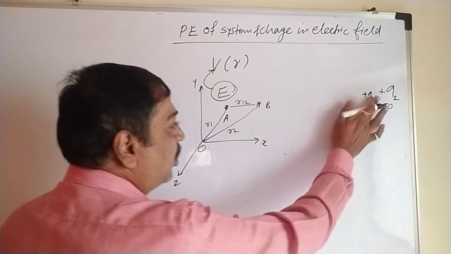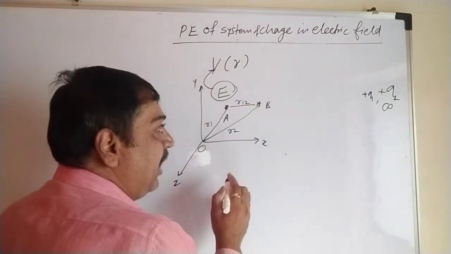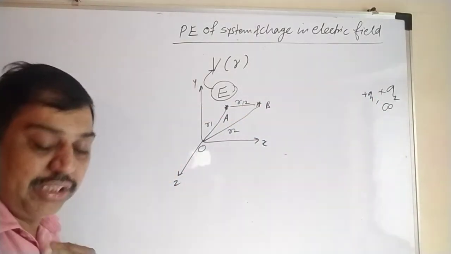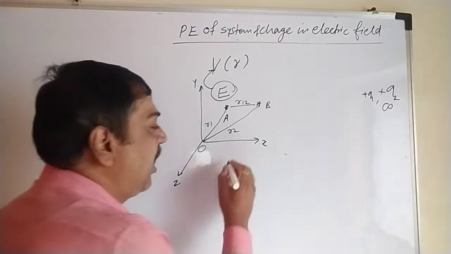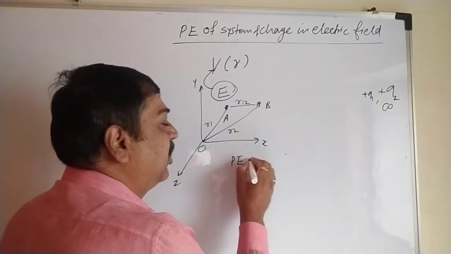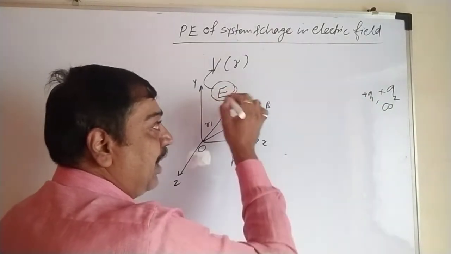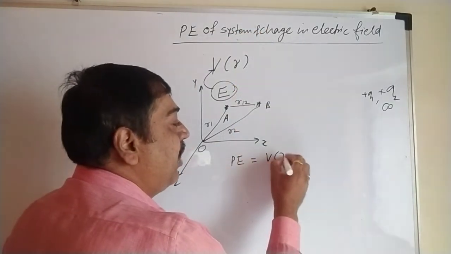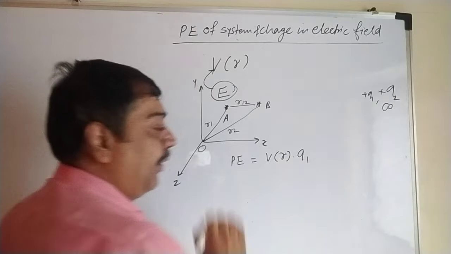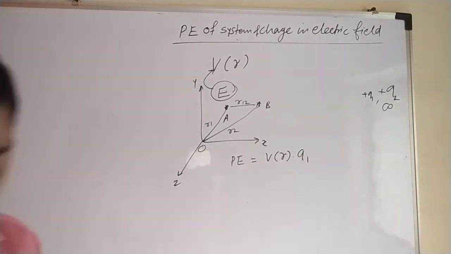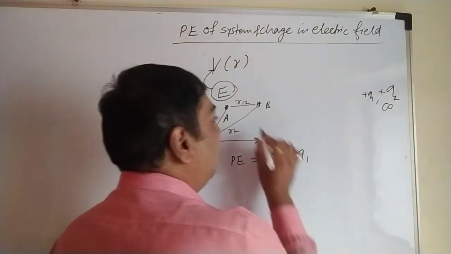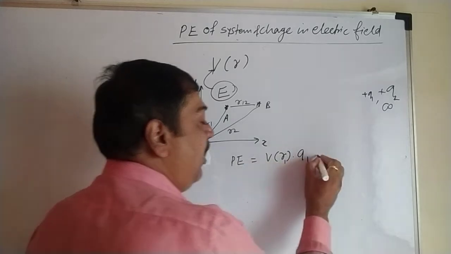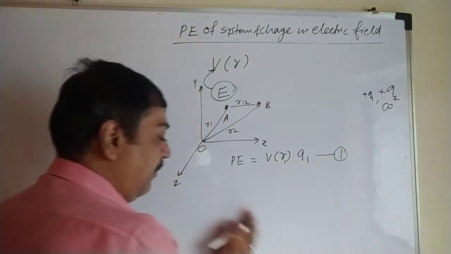Suppose the first charge Q1 is moved to point A. What should be the electric potential energy? We have just derived the potential energy to move a single charge Q1 in an electric field. That is nothing but V of R into Q1, and here it is r1, so it is V of R1 into Q1. Let us say it is equation 1.